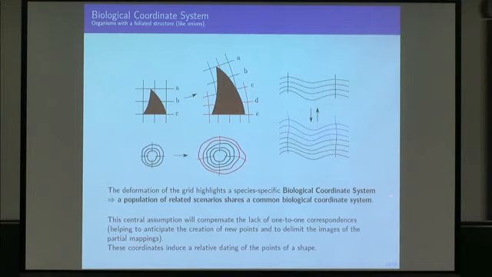The central hypothesis to do that is to assume that a population of related shapes will share this common growth pattern. And so the last thing is that we will use this coordinate to delimit the image of the partial mapping that we want. So here you see that you want a partial mapping of the small horn on this one, and it's defined by the coordinates.